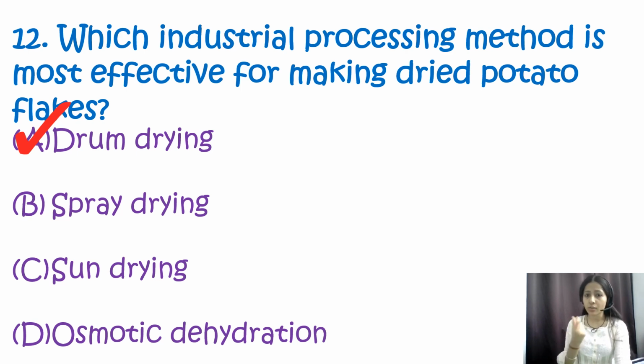It allows for the precise control over temperature and drying time, resulting in a consistent product quality. Additionally, over here I can say one more thing, that it can handle a large scale production efficiently, whereas sun drying cannot be handled at a large scale, whereas drum drying can be handled at a large scale. That's why it's used at an industrial level for producing the dried potato flakes. Over here my correct option will be A, that is drum drying method.